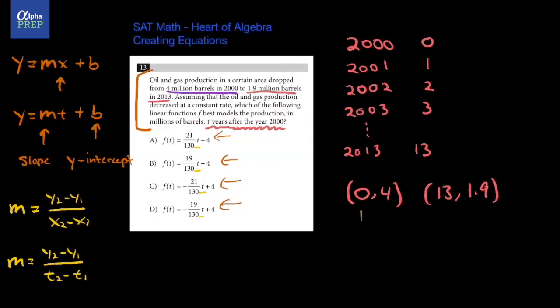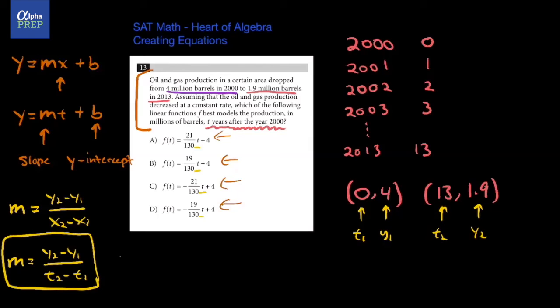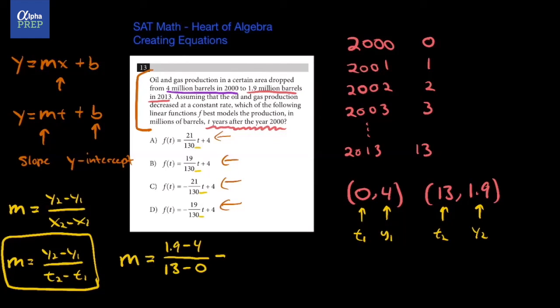So this 0 here, this is our t1, 13 is our t2, 4 is our y1, and 1.9 is our y2. So let's plug these values into this formula and get the slope of the line. So we have that m, the slope, is equal to 1.9 minus 4, which is our y2 minus y1, and that's all over 13 minus 0, which is our t2 minus t1. So this is negative 2.1 over 13.